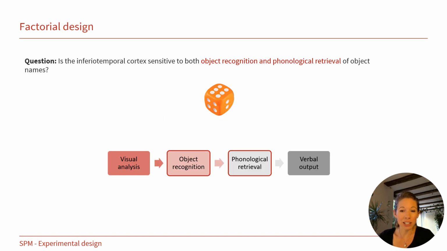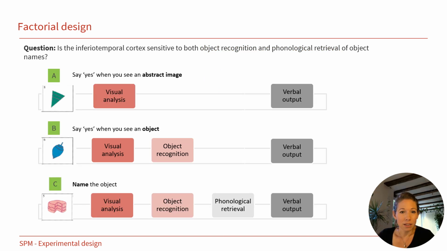For illustration, let's go back to the experiment on phonological retrieval. This time, the question is what areas support phonological retrieval in the context of object recognition. So the question the researchers were asking is whether the inferior temporal cortex is sensitive to both object recognition and phonological retrieval.